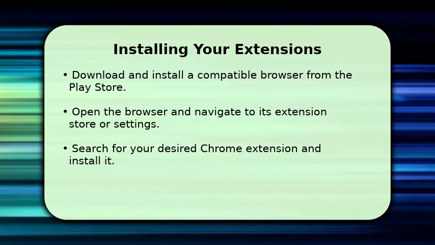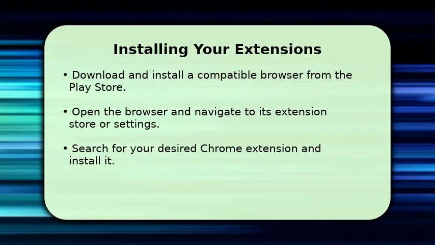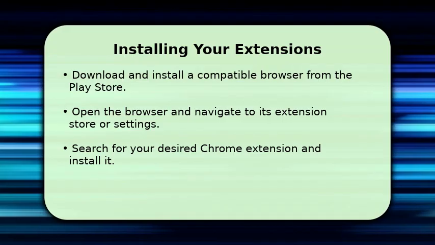Once you have your chosen browser installed, the process is straightforward. Open the browser and locate its extensions section, usually found in the settings or a dedicated menu. From there, you can search for and install your preferred Chrome extensions, just as you would on a desktop. After installation, ensure the extension is enabled and working correctly.